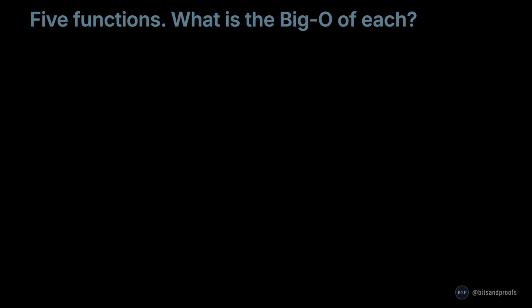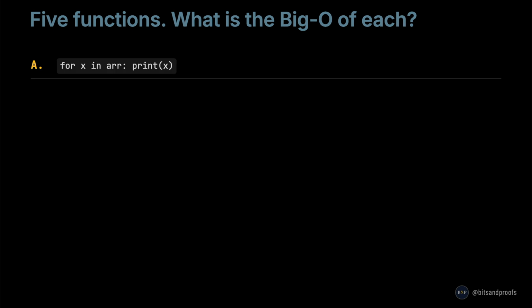Here are 5 small functions. Each one is short, just a handful of lines. But each one belongs to a different big O class. By the end of this video, you will read all 5 at a glance and tell me their complexity without thinking. Let us look at them first.